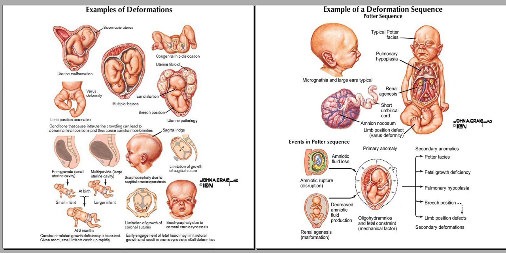So basically, with the events in the Potter sequence, see the primary anomalies and the secondary ones. But initially, there's amniotic fluid loss, amniotic rupture or disruption, decreased amniotic fluid production, leading to renal agenesis, as you can see over here. But normally, the oligohydramnios is the primary anomaly, causing fetal constraint and mechanical factors also coming into play. But the secondary anomalies too, you have the Potter facies, the fetal growth deficiency, pulmonary hypoplasia, normally with breech positioning, and also the club foot as a limb position defect. Okay.